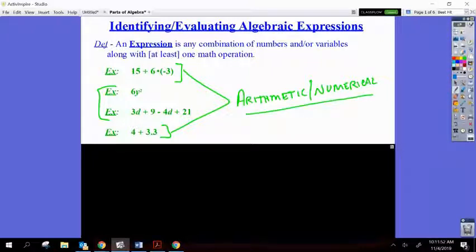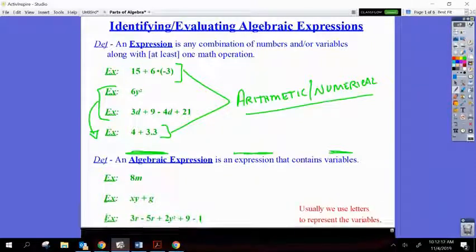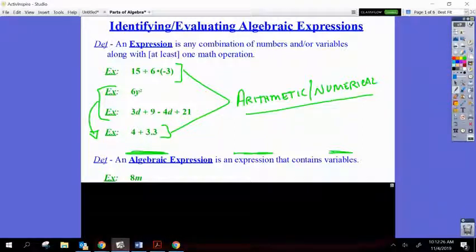If it contains a variable, that is what is called an algebraic expression. An algebraic expression is an expression that has to have variables. Could it have numbers? Yes. Does it have to have numbers? No. But if it doesn't have a math operation and variables, it's not an algebraic expression. Here are some examples of algebraic expressions. Again, note this one, it doesn't have numbers, but it does have variables. So if it contains a variable, even just one, it's an algebraic expression. We usually use letters, as we talked about, because letters are easier to replicate.